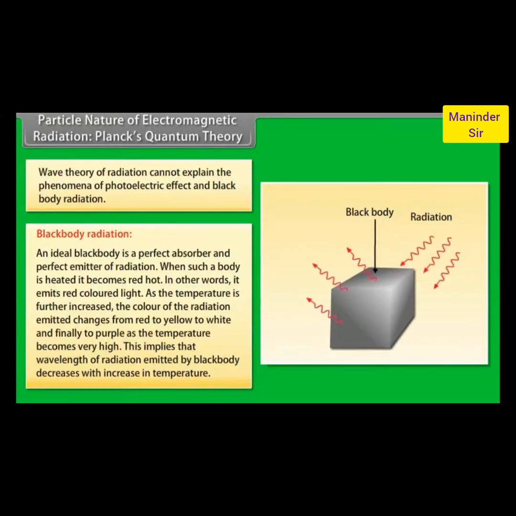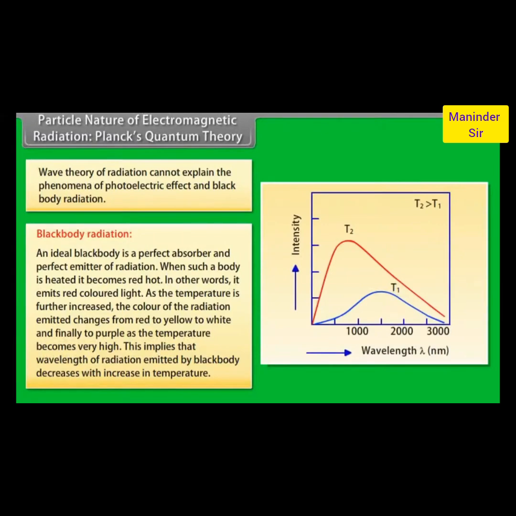As the temperature is further increased, the color of the radiation emitted changes from red to yellow, to white and finally to purple as the temperature becomes very high. This implies that wavelength of radiation emitted by black body decreases with increase in temperature. Consider the graph from right to left. At a given temperature, intensity of radiation emitted increases with decrease of wavelength, reaches a maximum value at a given wavelength and then starts decreasing with further decrease of wavelength.